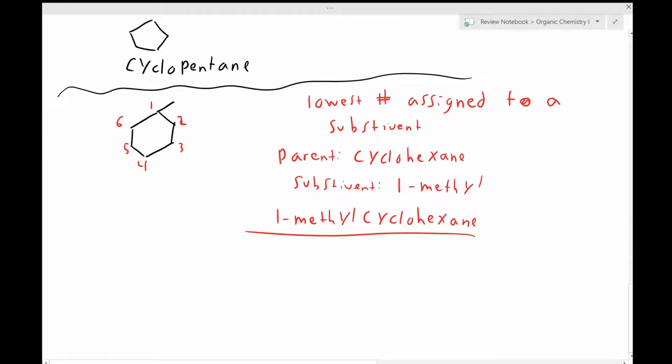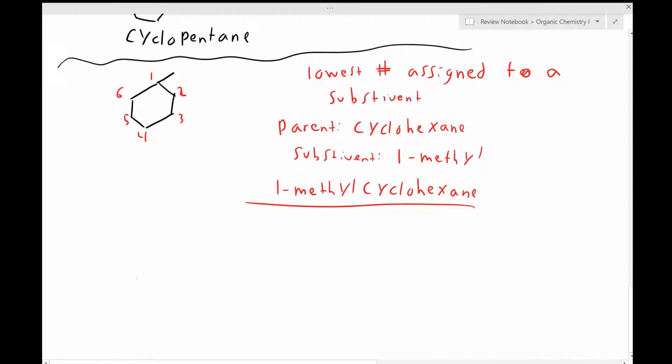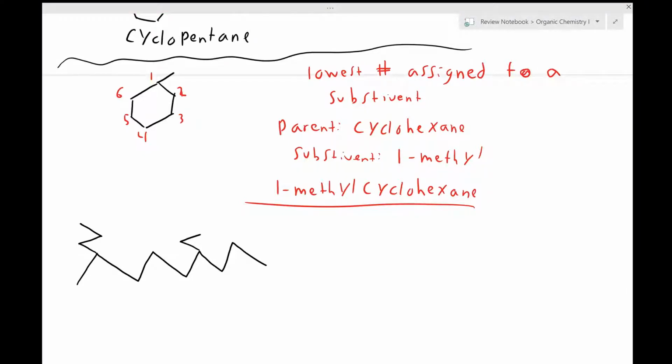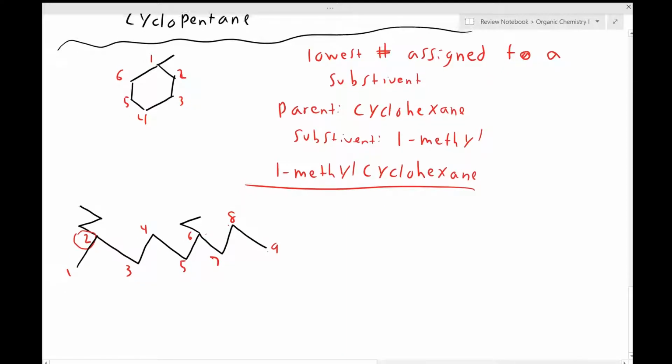if we had something like this, 1, 2, 3, 4, 5, 6, 7, 8, 9, there are two ways we can name this, either from the left or to the right, but we need to find our parent chain first. So 1, 2, 3, 4, 5, 6, 7, 8, 9. For here, this 2 would be lower if we went the other way: 1, 2, 3, 4. So we know that's the right way to do it.